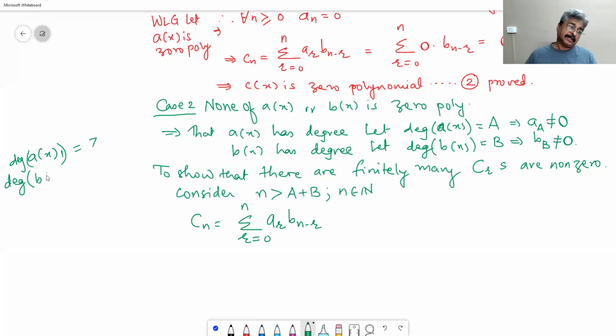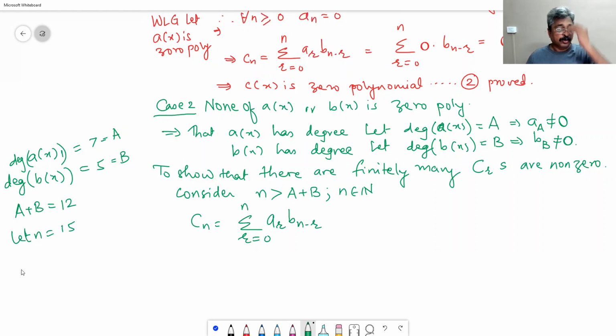Degree of B of x, suppose, is equal to 5. This is what we are calling capital A. This is what we are calling capital B. So what is A plus B? A plus B is going to be equal to 7 plus 5, 12. Okay, so now let n equal 50, suppose.